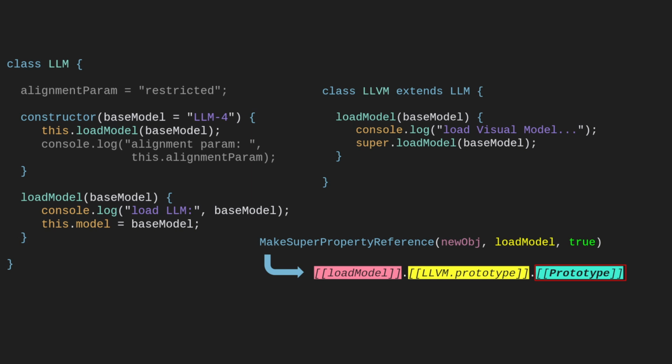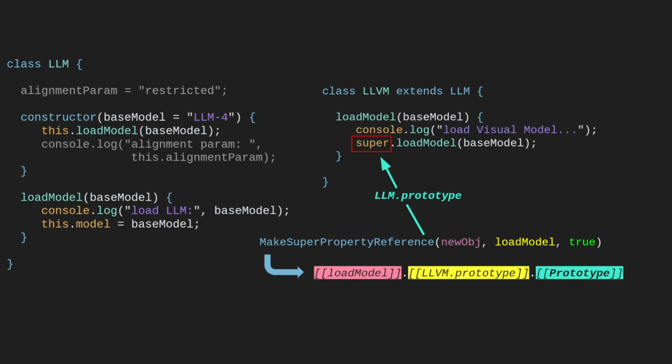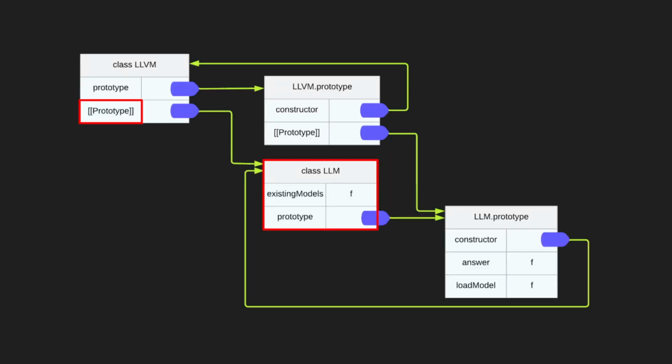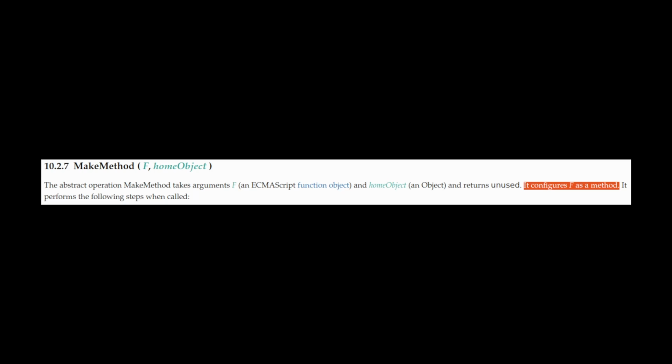Finally, we take its internal prototype. If we take a look at the prototype chain, llvm.prototype's internal prototype is llm.prototype. So you can think that super will be replaced by llm.prototype. If it was a static method, HomeObject would be llvm and its prototype is llm. But why do we care about all this? It has a few consequences. First, because super relies on the internal HomeObject, it only works in methods. Because, as we saw previously, setting HomeObject is what makes a function a method.